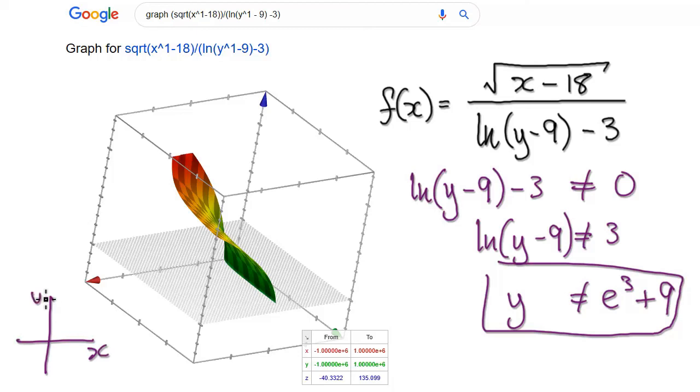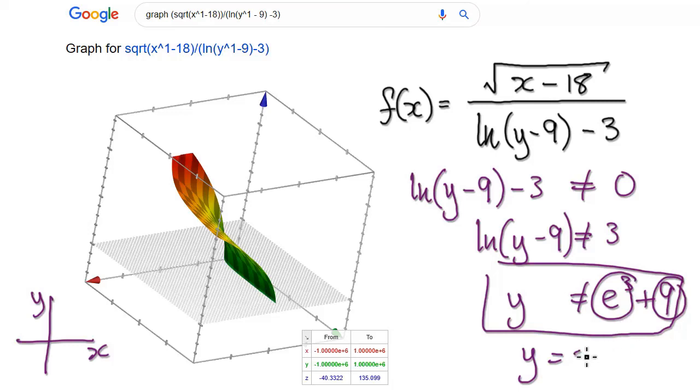Picture it as xy on the xy plane. Y cannot be this thing here. Well, don't forget, this thing is just a constant, and this thing is just a constant. So it's like me saying this. It cannot be. Well, this is just a number. This is just a number.